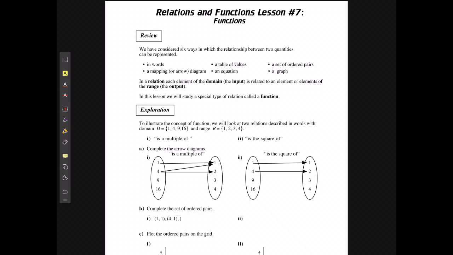In this lesson, we're going to take a look at a special type of relation called a function. So, we've considered 6 ways in which the relation between two quantities can be represented: in words, as a mapping or arrow diagram, table of values, an equation, set of ordered pairs, or as a graph. In a relation, every element of the domain or input, which is typically represented by x, is related to element or elements of the range or output, typically represented by y. In this lesson, we're going to take a look at the type of relation called a function.